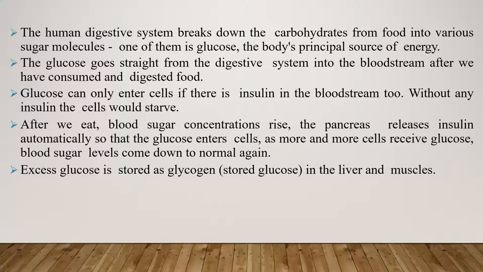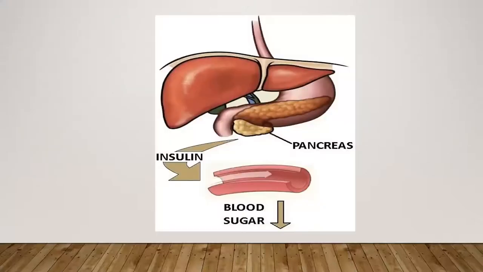It is stored in the liver and muscles. Now see, this is the figure, how we can easily imagine insulin and blood sugar production. And see, the pancreas is mostly known for insulin production. And when the blood sugar comes into the bloodstream, that time insulin combines with the blood sugar.